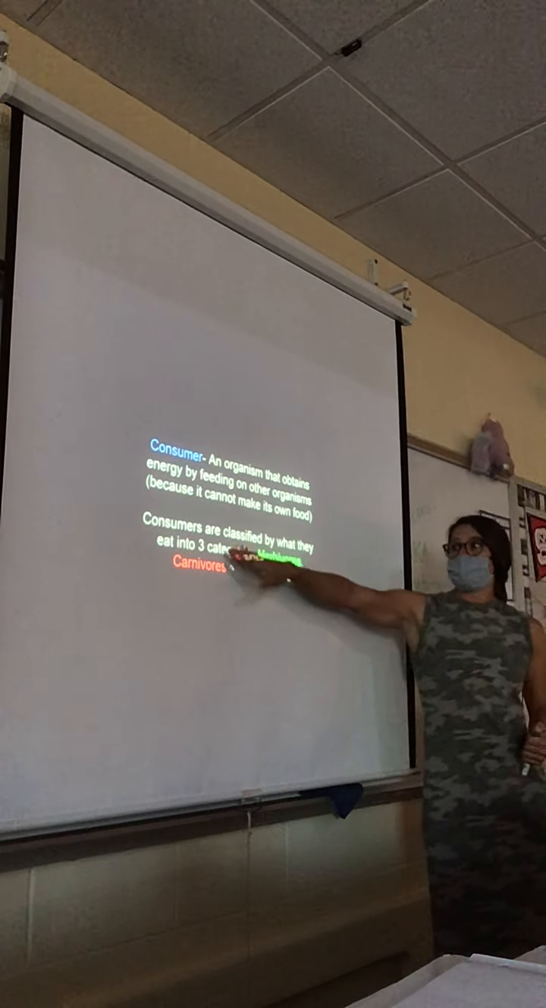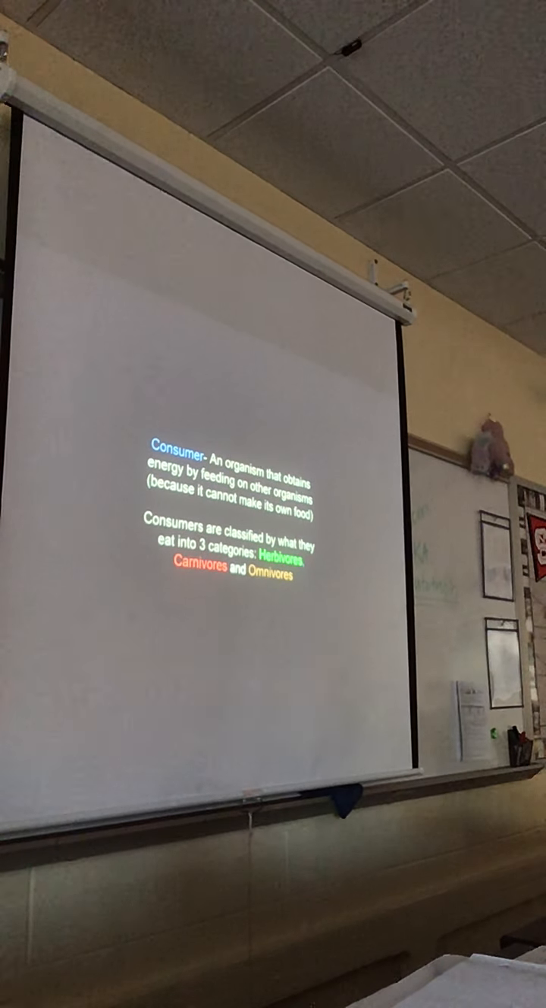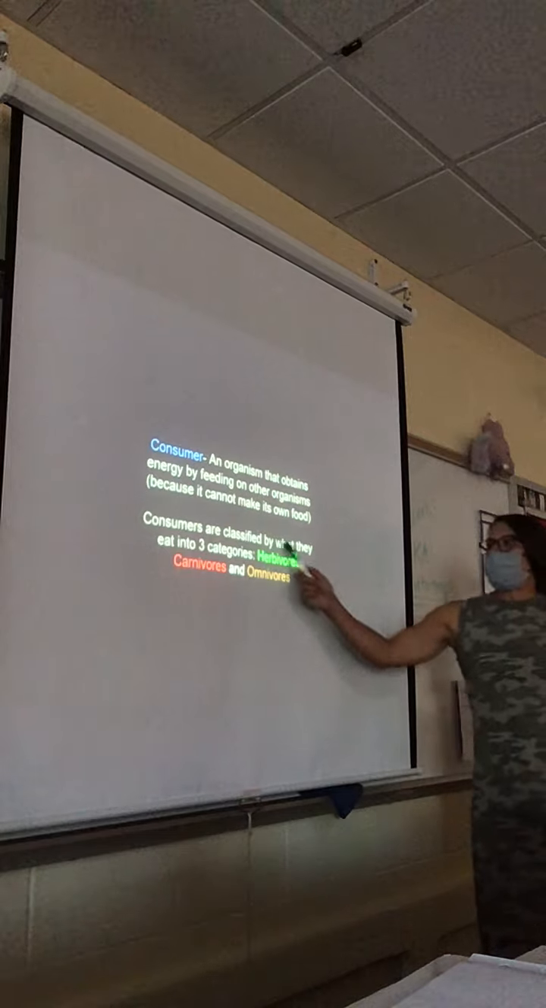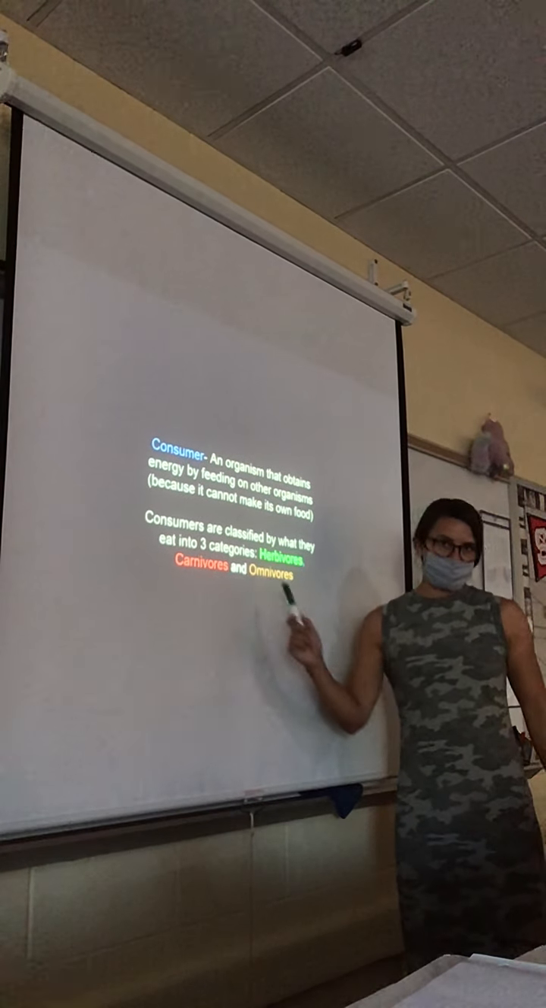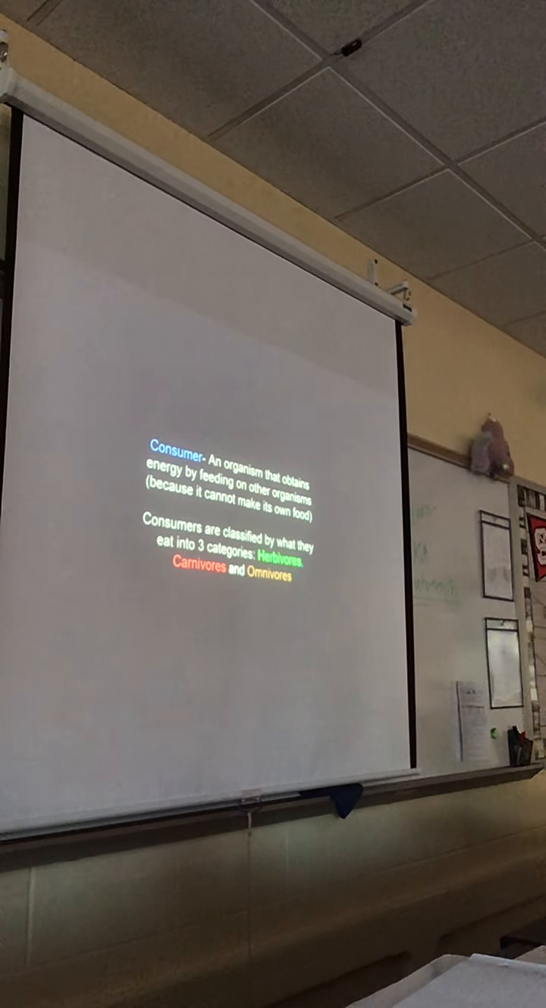Okay, and then we have three subcategories that go underneath consumers. You will get a definition for an herbivore, carnivore, omnivore, but they're not very long. I'm sure you could write them right now without me even flipping over to the slide, because this is just how they get, or what they eat, in order to obtain their energy. So herbivores, carnivores, and omnivores, those are the three subcategories under consumers.